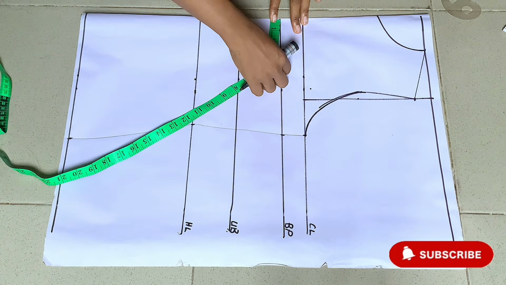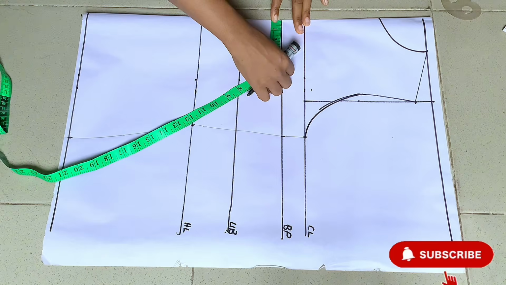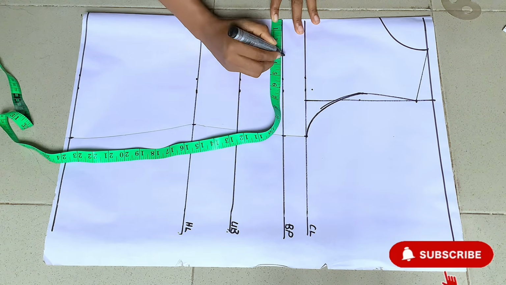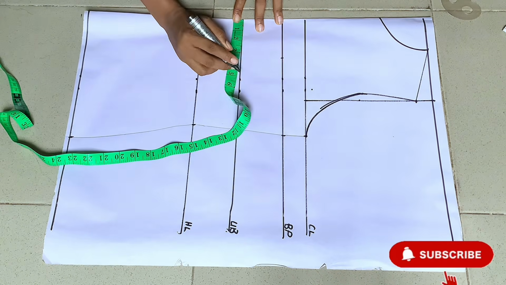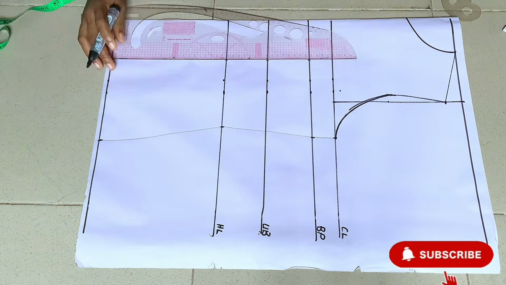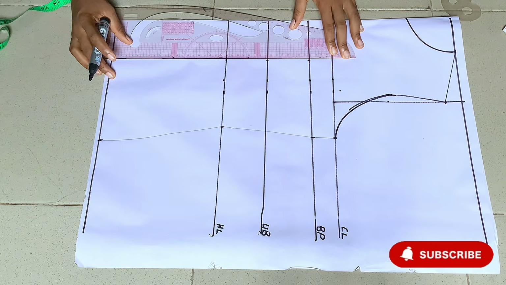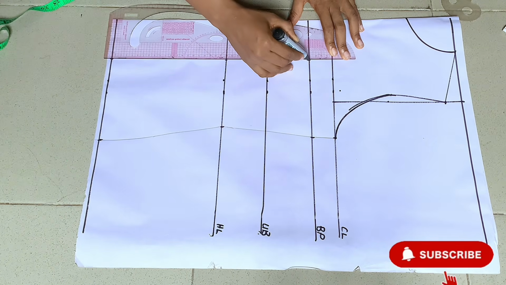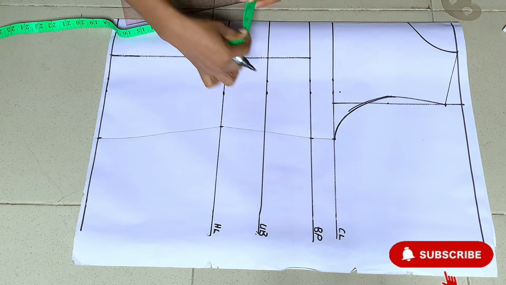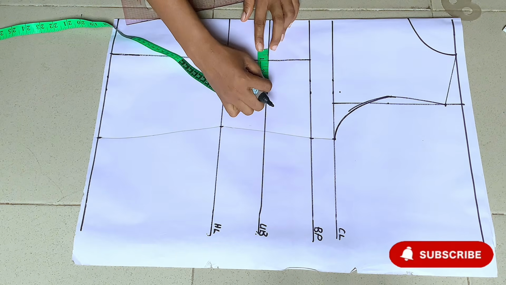Now on the bust point, I'm going to be marking our bust span measurement, which is our nipple to nipple divided by 2. This is 3.5 for this client. So mark your nipple to nipple divided by 2 all the way to your full length. Now go ahead and mark a straight line across from your bust point down to the full length. We're trying to get our princess cut.